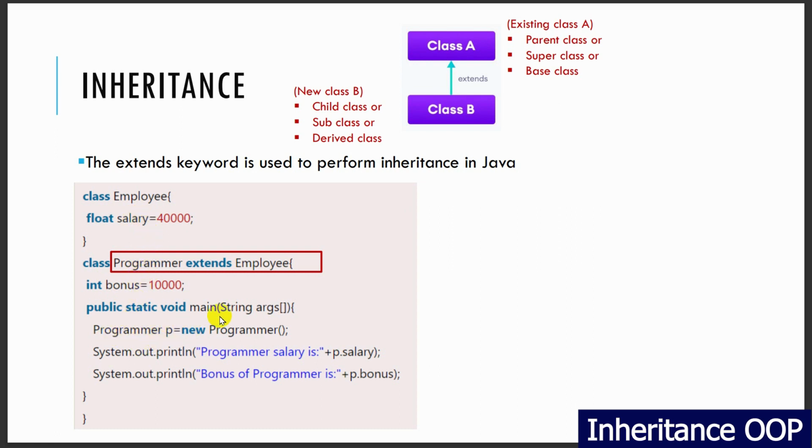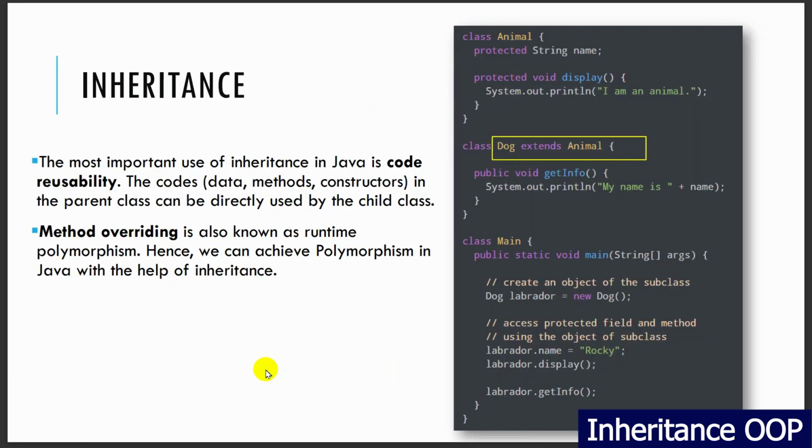So when we create, in the main function, Programmer p = new Programmer, and then p.salary, it means the salary is actually inside the Employee class. Now we create a Programmer object p. We can say p.salary because salary is located in the parent class Employee and it is not private. So that means the child class can use it. Yes, we will go into the code in more detail.